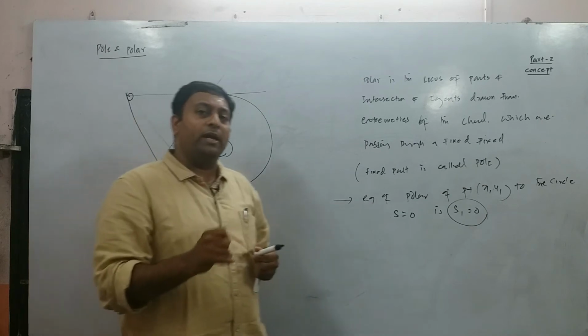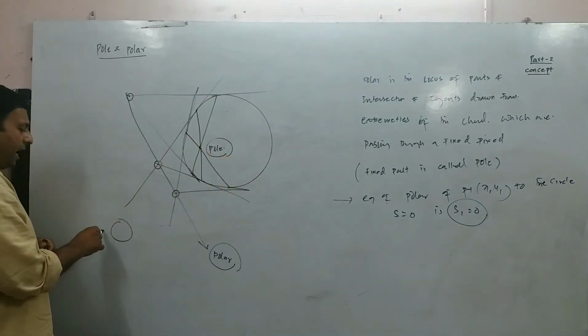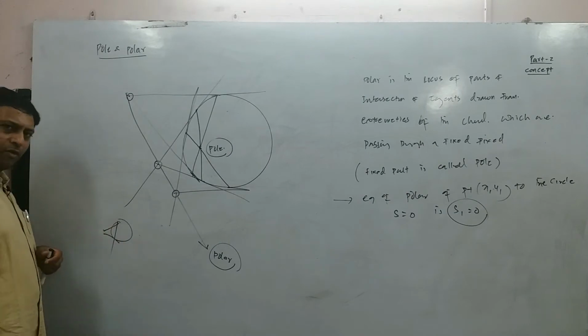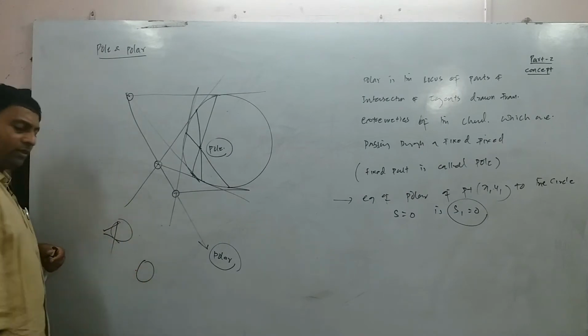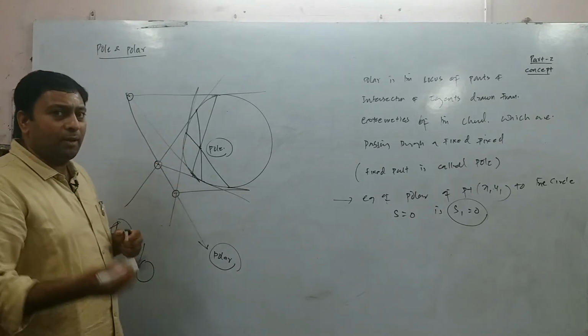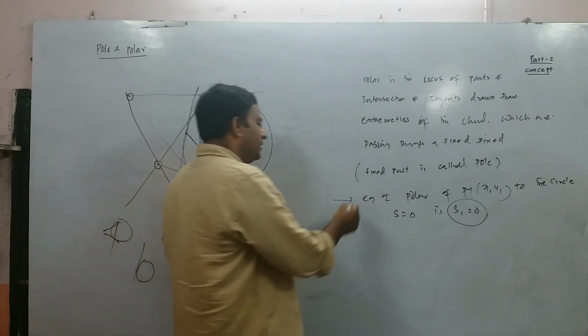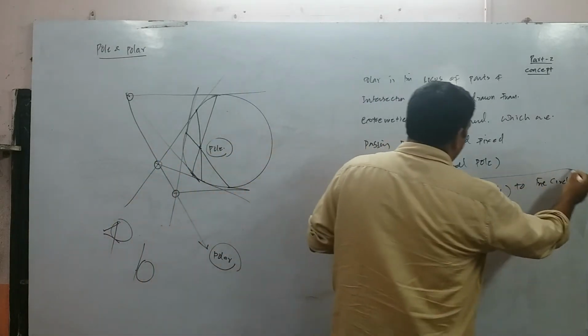So what is important is where the point lies. If the point is lying outside and you apply S1 = 0, you get the chord of contact. If the point lies on the circle and you apply S1 = 0, you get the equation of tangent. If the point lies inside and you apply S1 = 0, what you get is the equation of polar. So this is the formula which you need to apply.